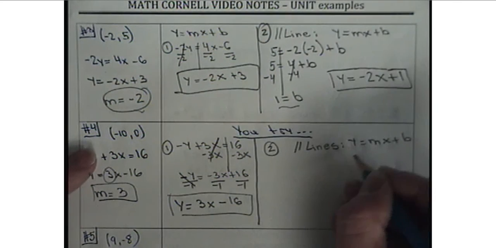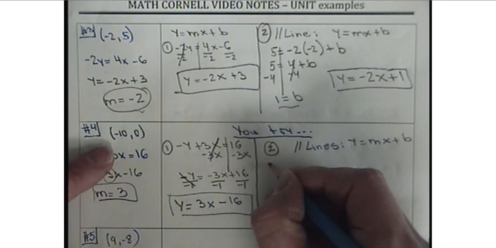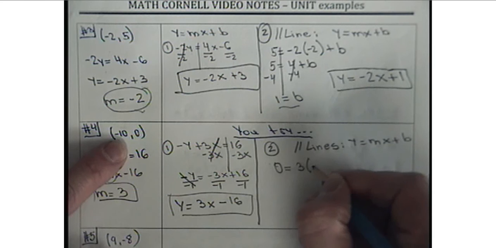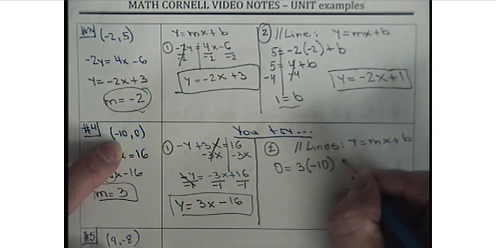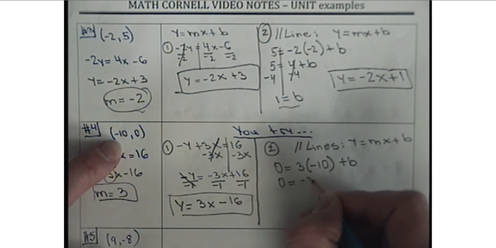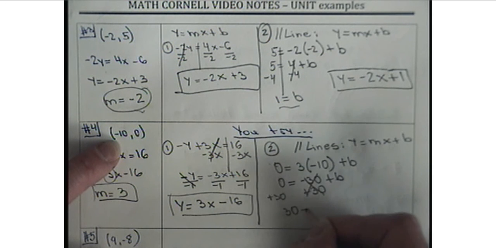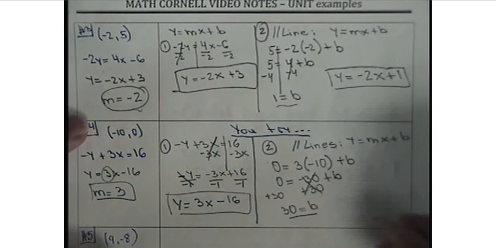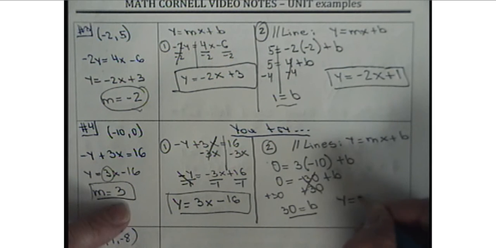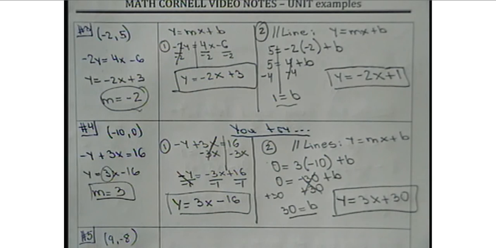So we're going to substitute these points. Y is 0 equals 3 times x is negative 10, and then plus b. So 0 equals 3 times negative 10, which is negative 30, plus b. We're going to add 30 to each side. Those two cancel. 0 plus 30 is 30 equals b. We have b, and I can finalize and write the equation of the second line, which is y equals 3x plus 30. Both of those are parallel, and we are done.